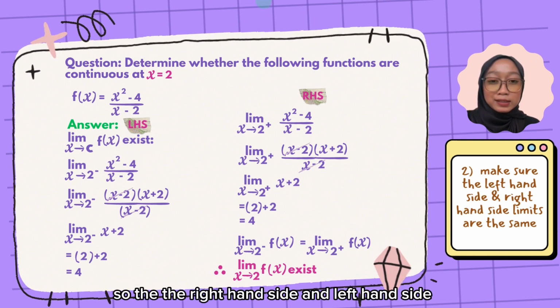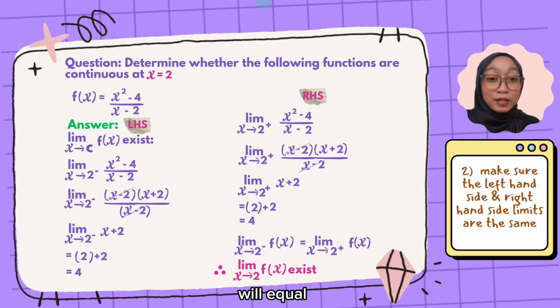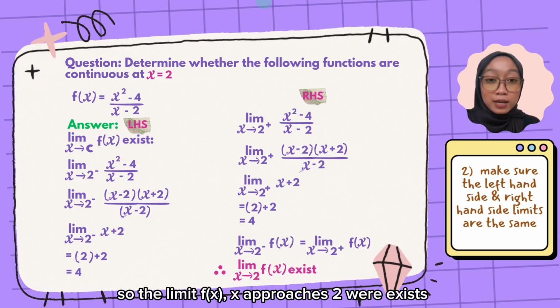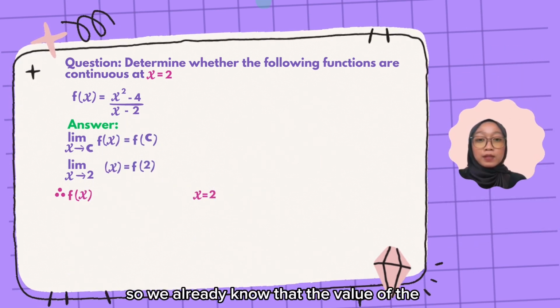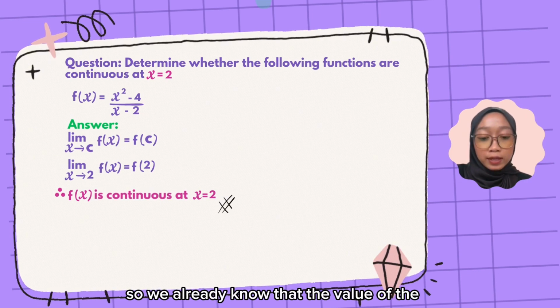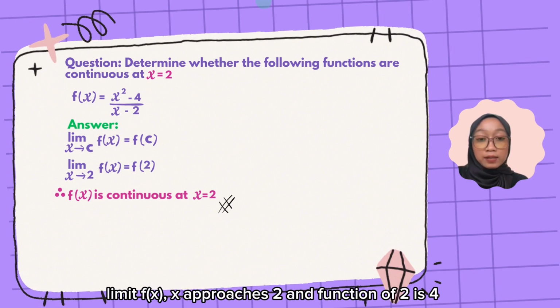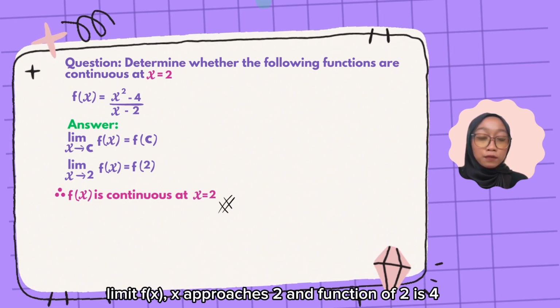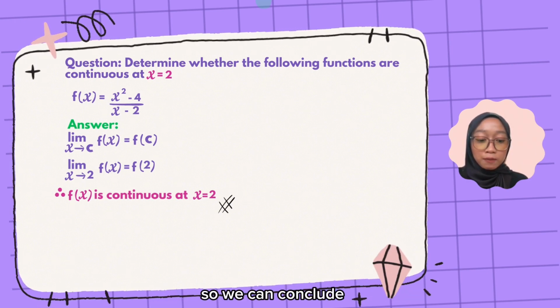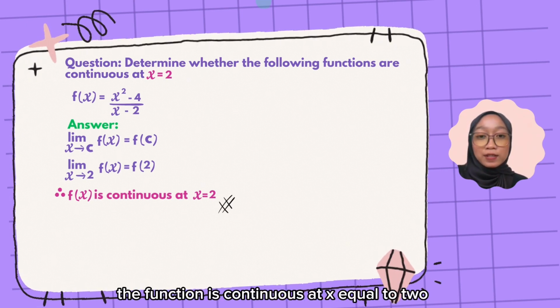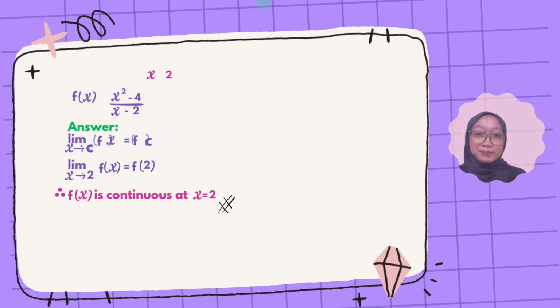So the right hand side and left hand side are equal. So the limit of f(x) as x approaches 2 exists. So we already know that the value of the limit of f(x) as x approaches 2 and f(2) is 4. So we can conclude the function is continuous at x equal to 2.